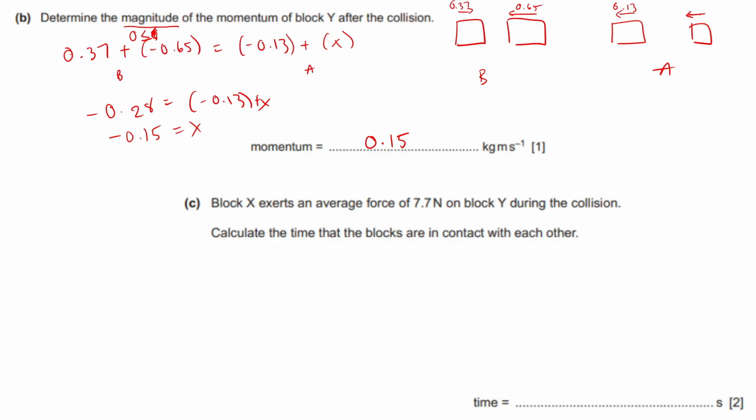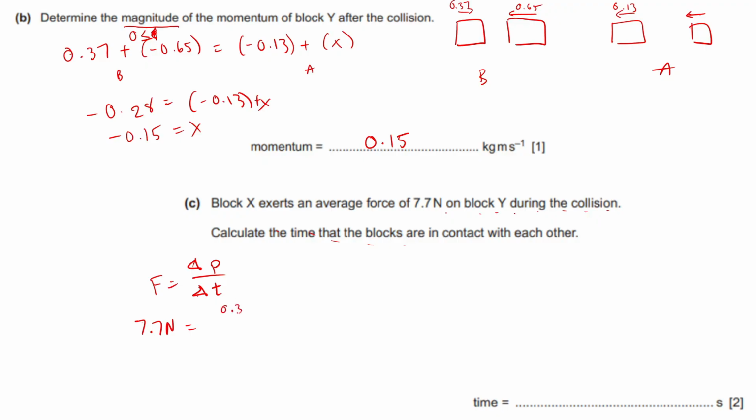Now for C, block X exerts an average force of 7.7 newtons on block Y during the collision. Calculate the time that the blocks are in contact with each other. So through Newton's second law, force is going to be equal to the change in momentum over the change in time. If you don't know, the delta just means change in. So delta P is going to be change in P. So we're going to substitute the values that we know, 7.7 newtons.